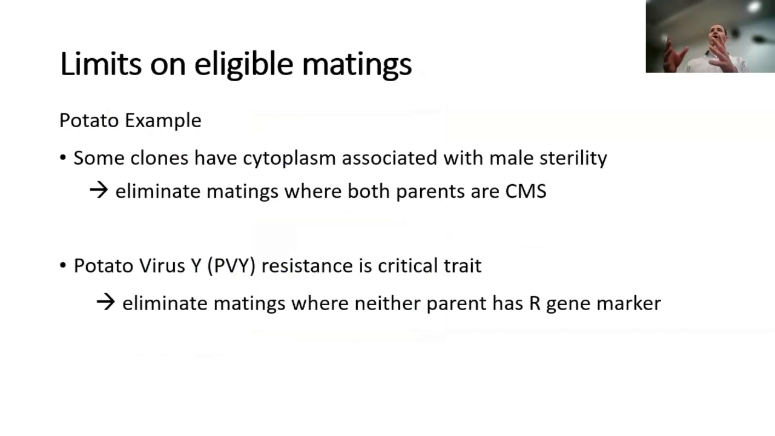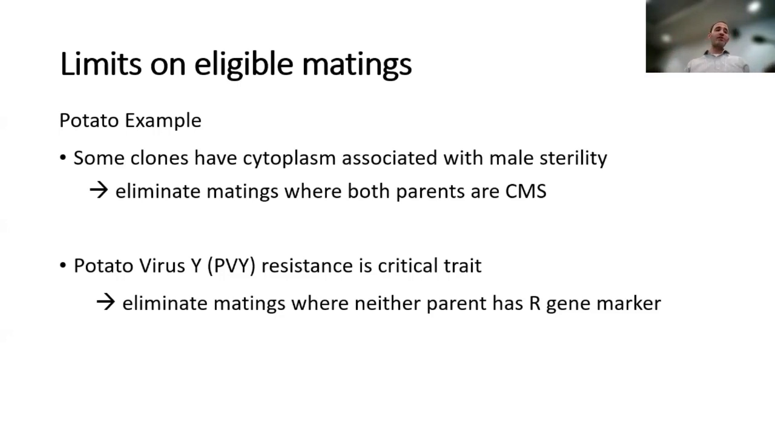So I have given you a file in the vignette that shows for all the 93 individuals whether they have the genetic marker that indicates they are CMS, cytoplasmically male sterile. It's not validated, but that's what the marker would predict. And the marker for the PVY resistance. So the idea is that instead of giving the OMA software all possible matings, I'm going to eliminate matings where both parents are CMS. You could never actually make that cross because at least one of the parents has to be male fertile for that mating to be made, right? So that's one constraint I'm going to add.